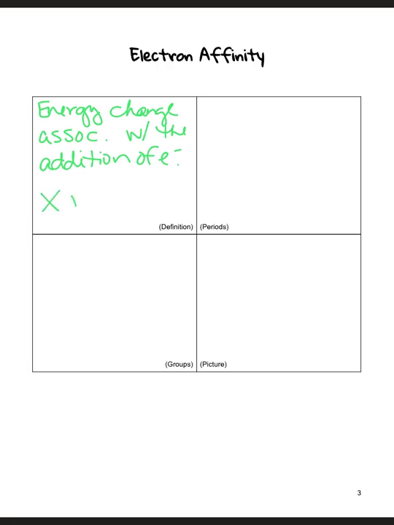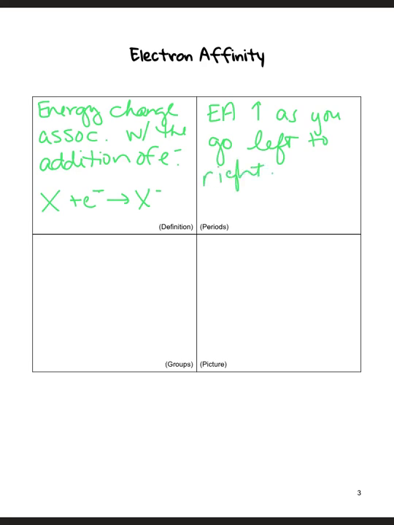So if I've got an atom and it gains an electron, and it becomes now X minus. So it's gained an electron. The trend for this, and I'm just going to put EA for electron affinity, is that it increases as you go left to right. The reasoning here, why does it increase? Because it has to do with the nuclear charge again. It kind of always has to do with the nuclear charge.